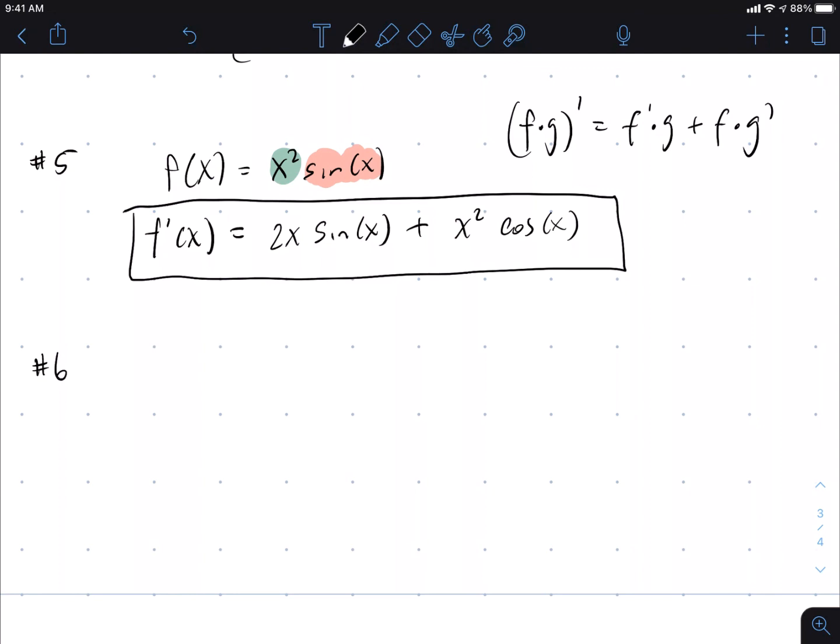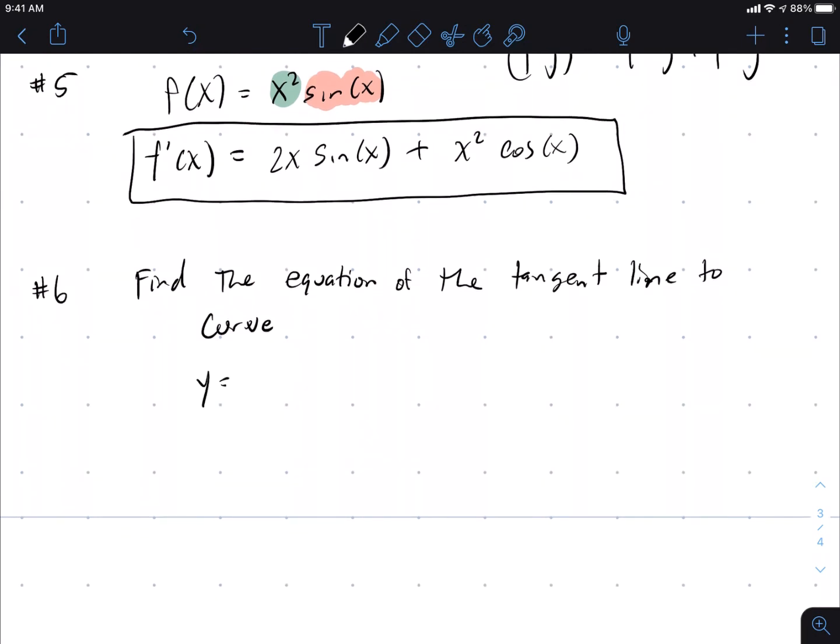Okay. So for this one, what I want to do is, again, find the equation of a tangent line to this curve that I'm about to give you. And here's the curve. It's y equals 5e to the x cosine of x, and I'm going to give you the point (0, 5). Why don't you guys try it, and then I'll do it for you.